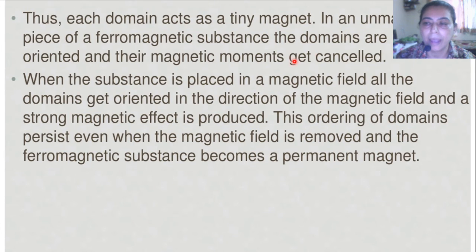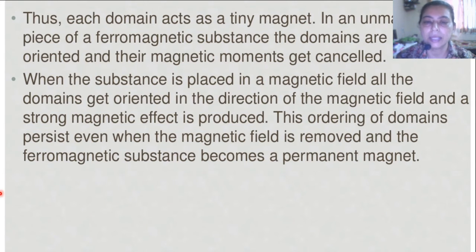In an unmagnetized piece of a ferromagnetic substance, the domains are randomly oriented and their magnetic moments get cancelled. We are talking about which one? We are talking about an unmagnetized piece, which is not magnetized. If we take such a ferromagnetic substance, we will see the domains are randomly oriented and their magnetic moments get cancelled.